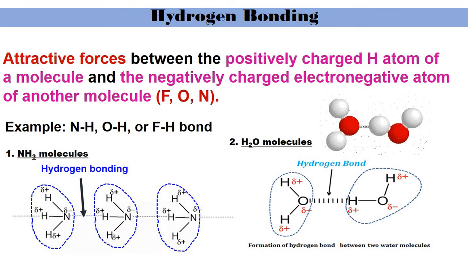Now, let's take a look at the formation of hydrogen bonding between ammonia molecules. When the partially positive hydrogen atom of one molecule is attracted to the partially negative lone pair on nitrogen atom of another molecule, that is how hydrogen bonding forms between ammonia molecules. How about water molecules? The hydrogen bonding between water molecules is shown between partially positive hydrogen atom of water molecule and partially negative lone pair on oxygen atom of another water molecule.